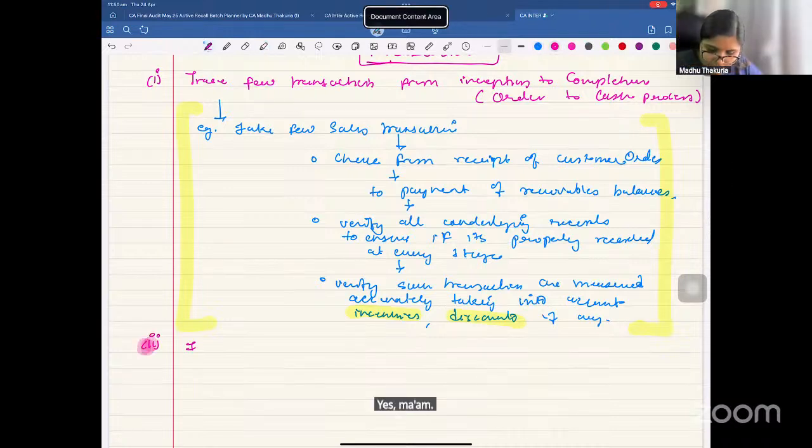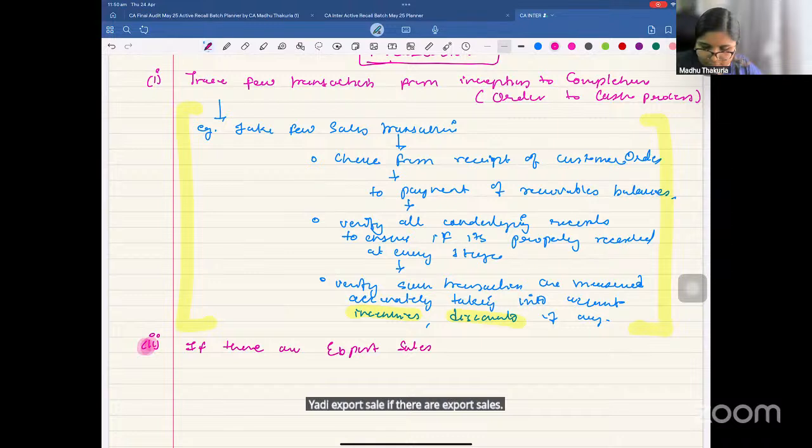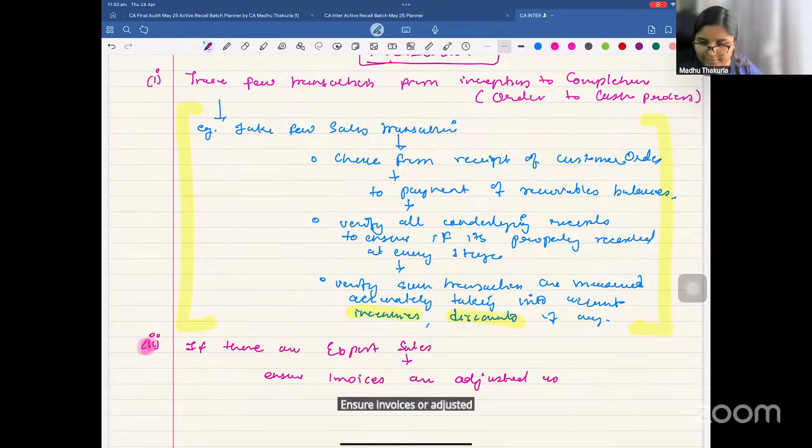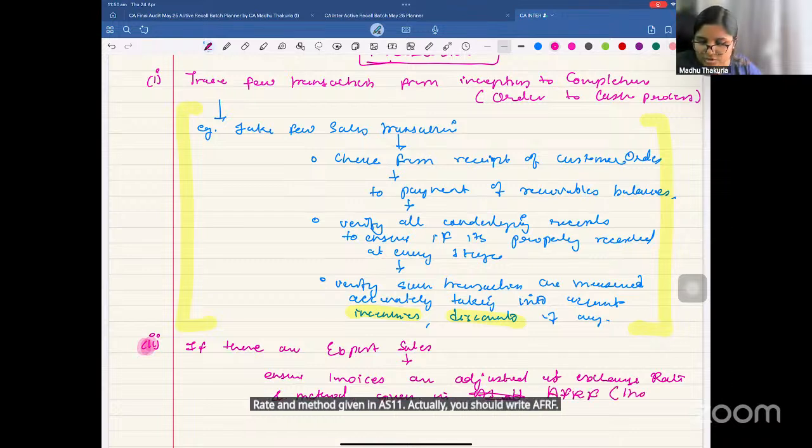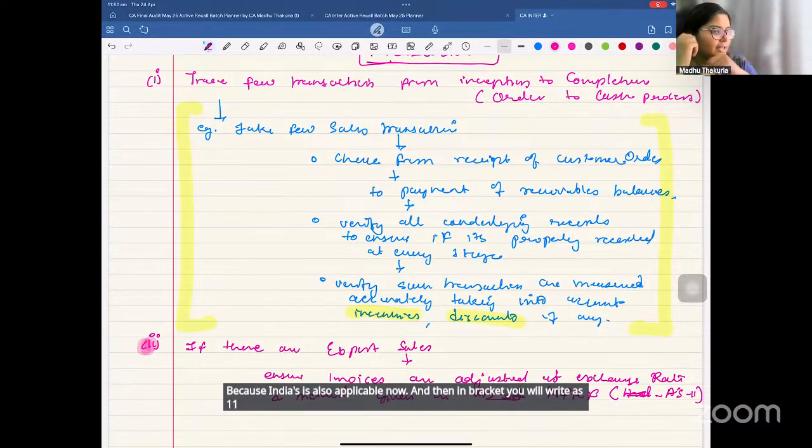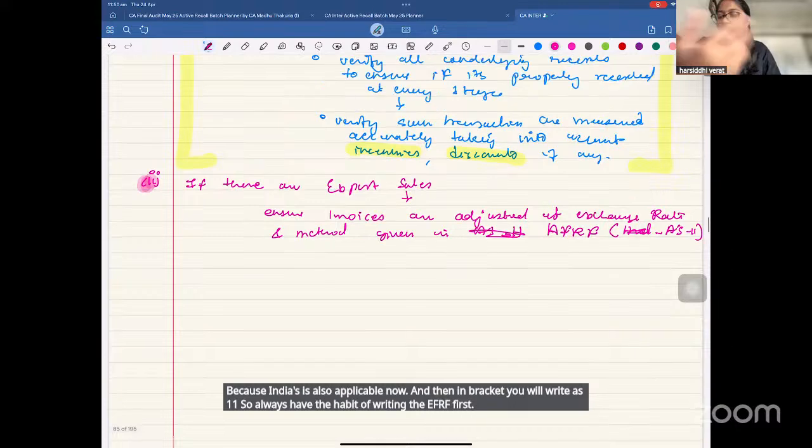If there are export sales, ensure invoices are adjusted at the exchange rate and method given in AS11. Actually, you should write AFRF because India's is also applicable now. And then in bracket, you will write AS11. So always have the habit of writing AFRF first.